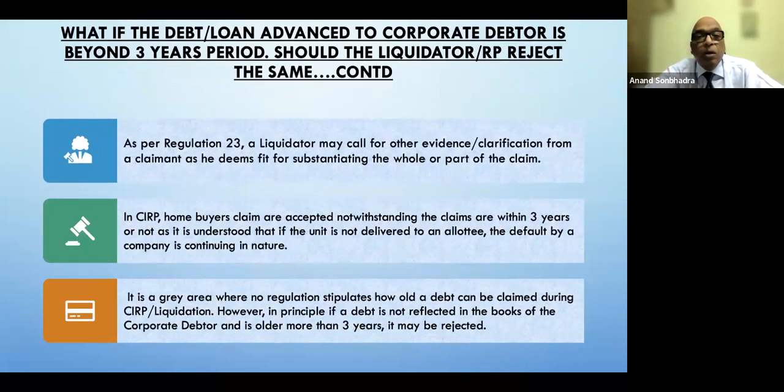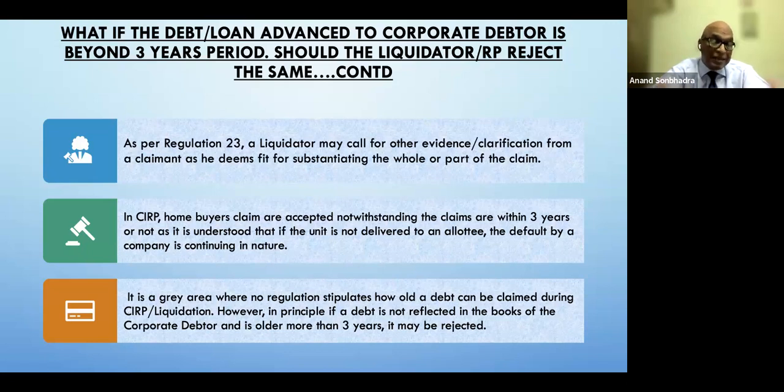So what we say here is, as per regulation 23, the liquidator may call for other evidences and clarification from a claimant, as he deems fit, for substantiating the whole or part of the claim. Now, what I spoke earlier: in CRP, home buyer claims are accepted, notwithstanding whether the claims are within 3 years or not. As it is understood, if the unit is not delivered to an allottee, the default by the company is continuing in nature.